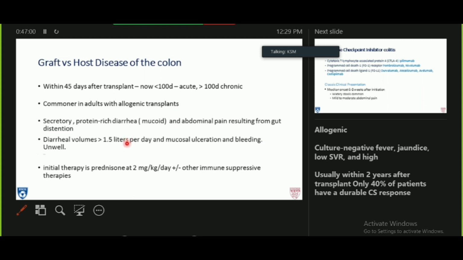These patients can get really sick. They have profuse diarrhea of more than 1.5 liters a day, with a lot of mucosal ulceration and bleeding, and it's a rich mucoid diarrhea, often associated with abdominal pain. The treatment is with steroids, and they may need other immunosuppressive therapies as well.